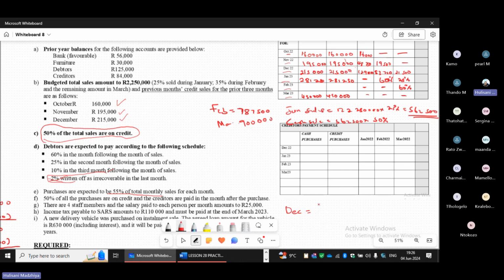for the December month, we first need total sales. What is the total sales for December? Credit sales is 50% of total sales. This means that sales is 2 times the credit sales of December. So 215,000 multiplied by 2 will actually give you 430,000. So this is the total sales.